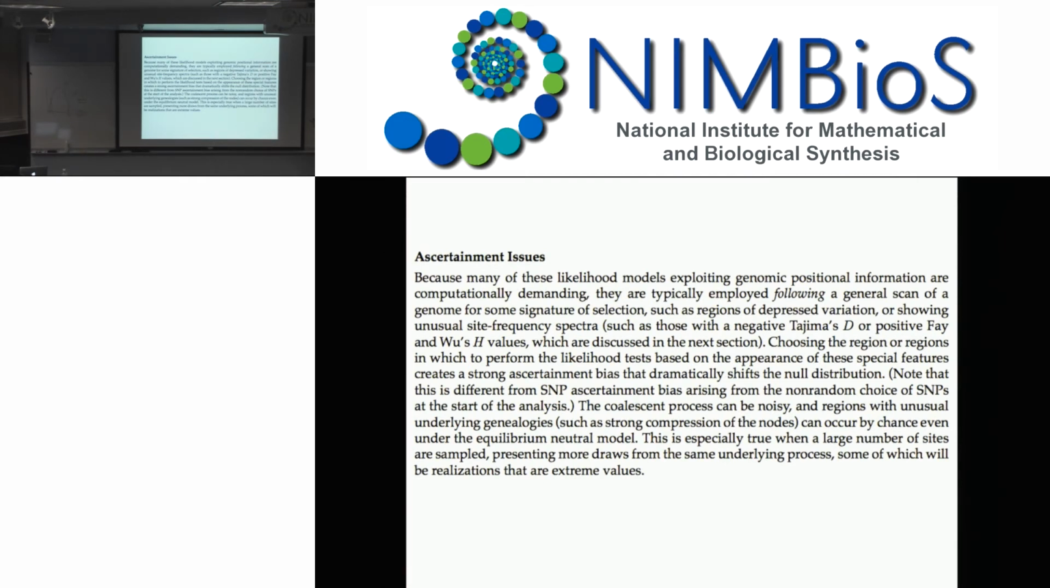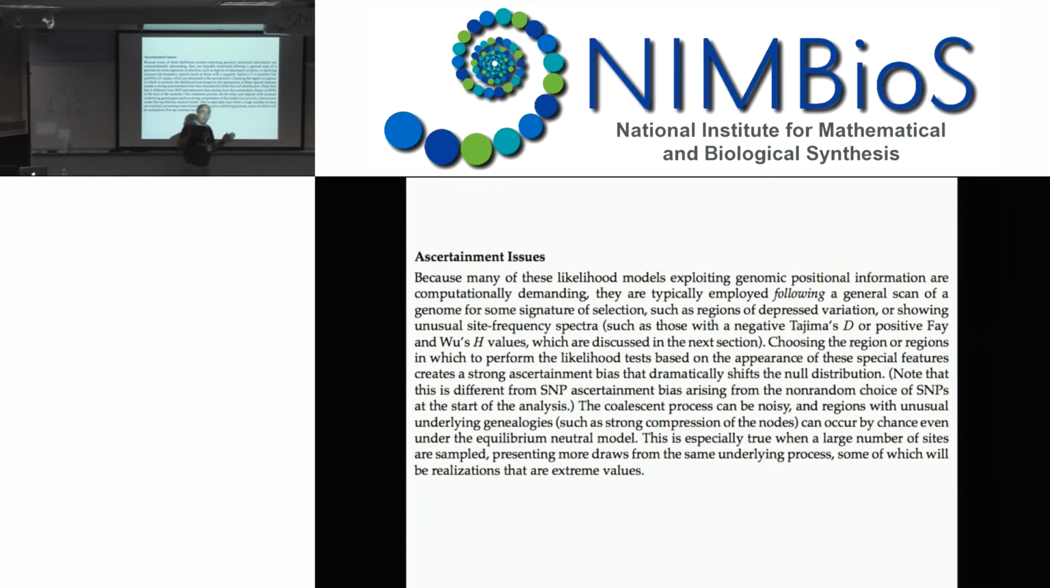One big issue these tests have is, again, ascertainment. Because the way these tests are usually applied is people don't scan the entire genome and look for these. That is, they don't take the raw data and simply apply the test directly. Rather, they take the raw data and then they look for abnormal signatures, like excessive Tajima's D. Then once they find that, they go back and run the tests on those regions. That is an ascertainment. You have to adjust for that, otherwise your tests are biased.